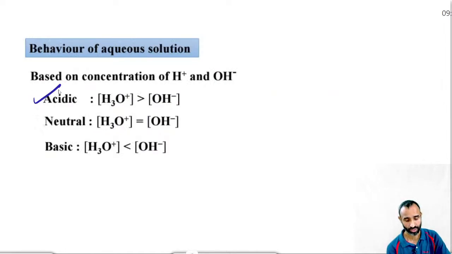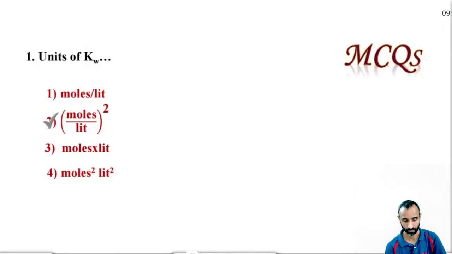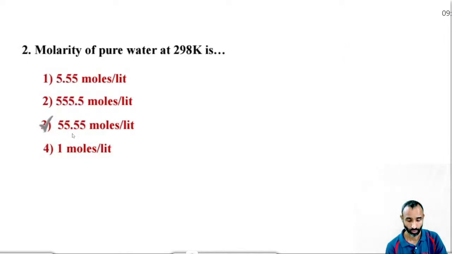And this is known to you. Acidic means H3O plus ions are more, neutral means both are equal, basic means OH negative ions are in excess. And the unit of Kw, just as we have discussed, is mole square per liter square. Molarity of pure water is 55.55 moles per liter.